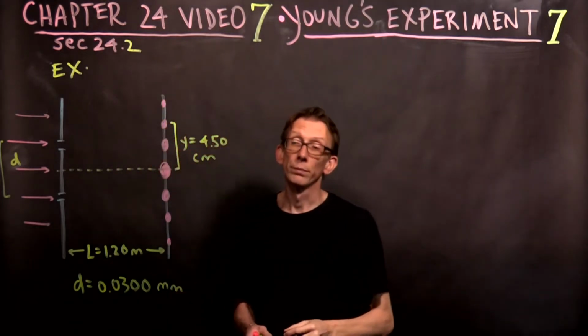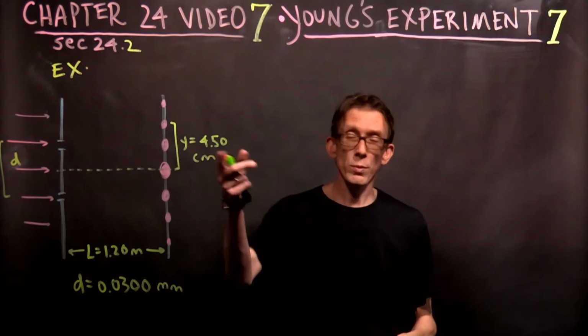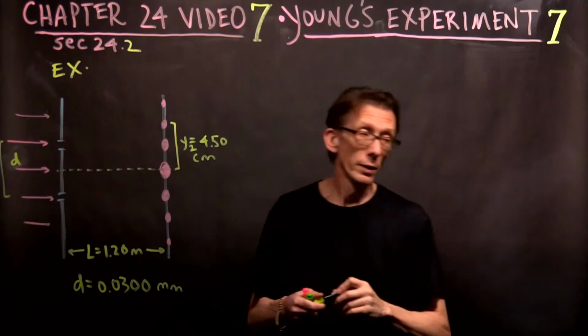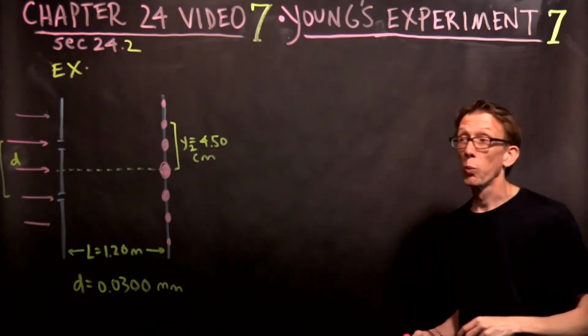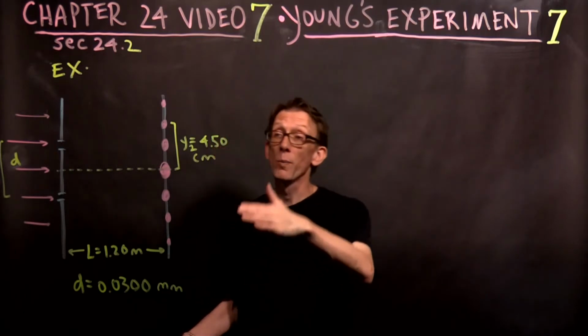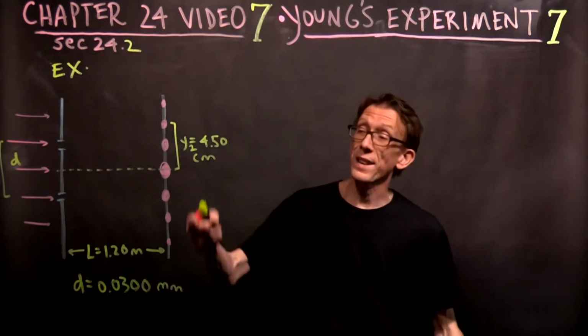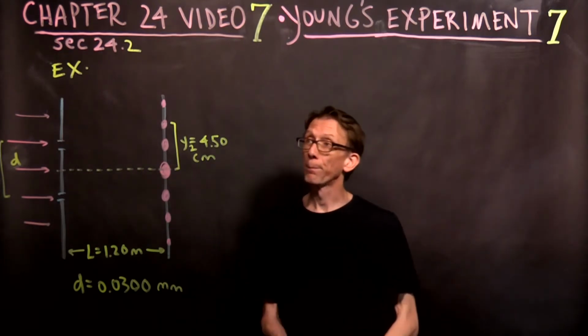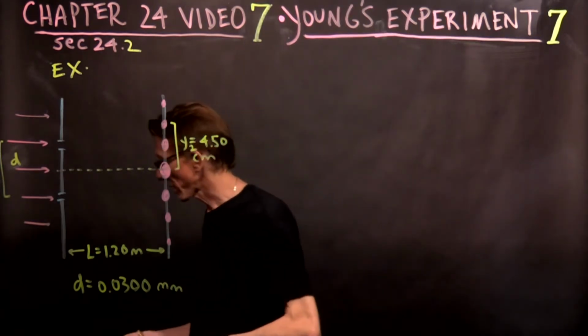Okay, that's what we know. We could call this y2, y sub 2. It's the y distance to the second bright fringe. If it were down here, it would be y negative 3 or whatever. y0 is equal to 0. That's the central bright fringe. So that's what we know. And what we're being asked is this.